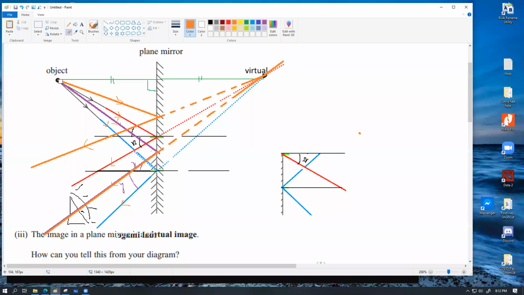So the object is sending its light rays over here. Those light rays might be created by the object by itself, for example, a candle or an LED light, or this object might be illuminated from a different light source. It's not usually a concern for our light ray diagrams.